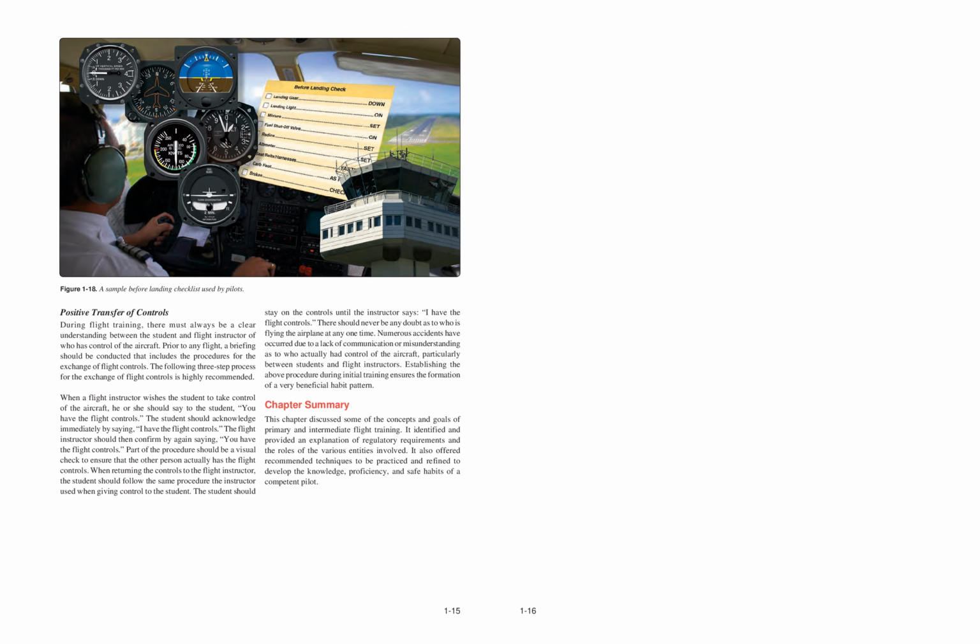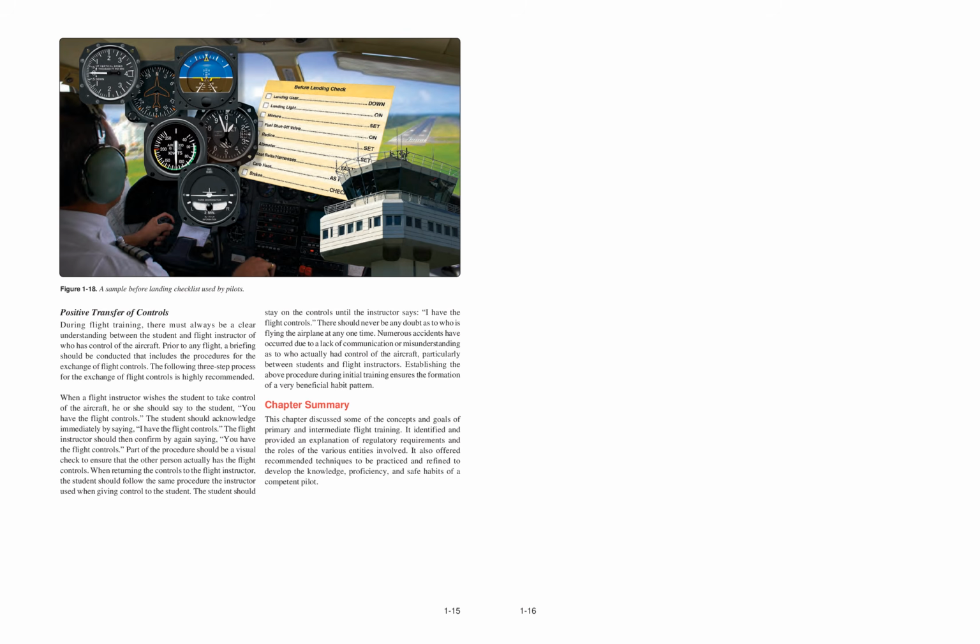When returning the controls to the flight instructor, the student should follow the same procedure the instructor used when giving control to the student. The student should stay on the controls until the instructor says, "I have the flight controls." There should never be any doubt as to who is flying the airplane at any one time. Numerous accidents have occurred due to a lack of communication or misunderstanding as to who actually had control of the aircraft, particularly between students and flight instructors. Establishing the above procedure during initial training ensures the formation of a very beneficial habit pattern.